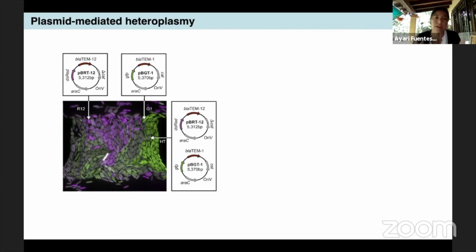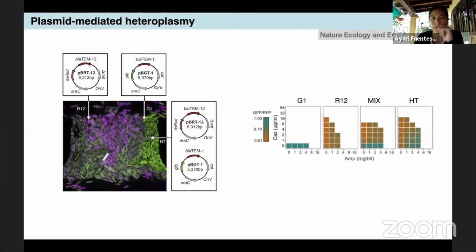So we did this. So now we have three different populations: the one that we are going to call R12, which is the one that has the blaTEM12, the G1, which is the one that we already have, that has the blaTEM1, and the one that has the combination of both of them. And then we wanted to see if there is any difference in resistance.